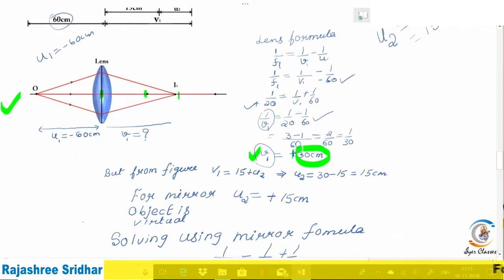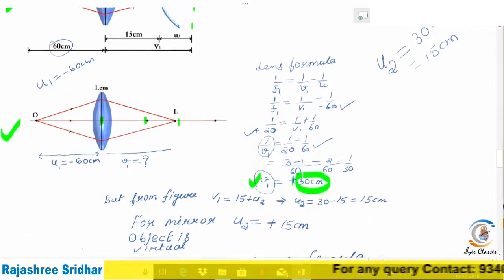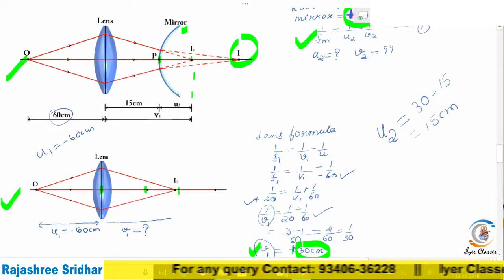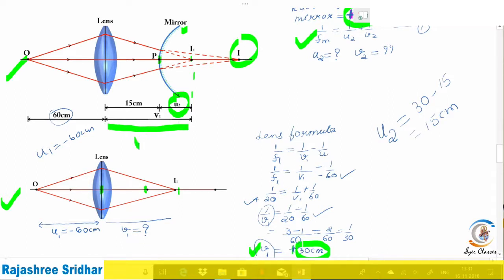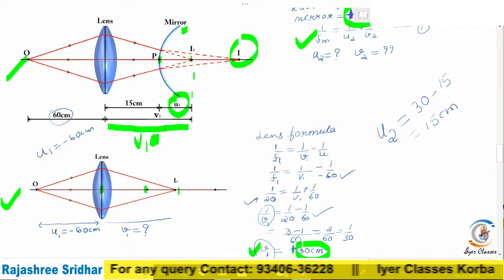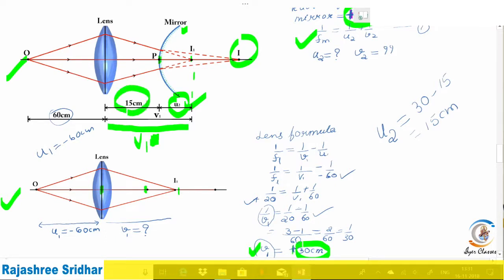You need to apply all this in the mirror formula, and when you substitute, the value of u2 is to be calculated. Now you have calculated this distance v1, and v1 you got as what? That is equal to 30 centimeter. So what will be the value of this u2? The whole thing is 30, and this distance is equal to 15. So naturally u2 will be equal to 15 centimeter.